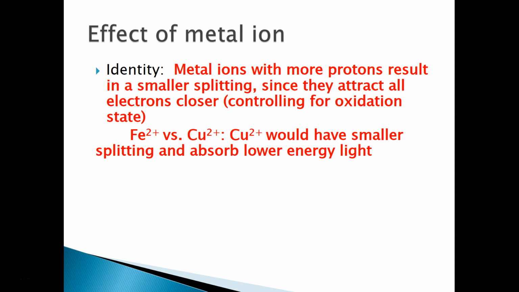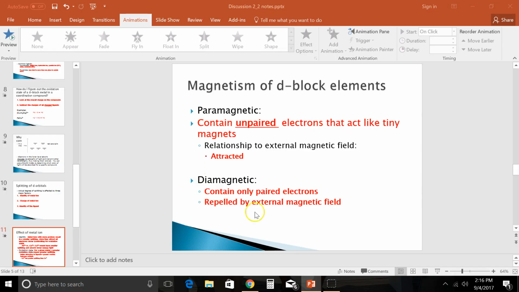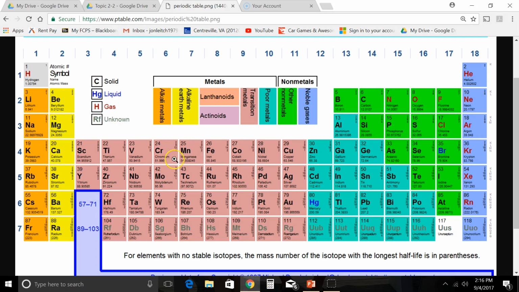So if we look at iron 2 versus copper 2, copper 2 would have a smaller splitting than iron 2, which means it would absorb a lower energy of light. So we look here, iron and copper, we see that copper has a greater charge in the nucleus, so it will have a smaller splitting.